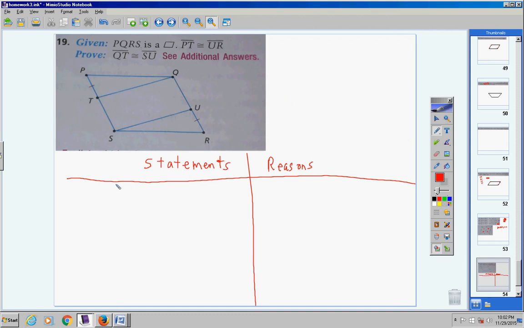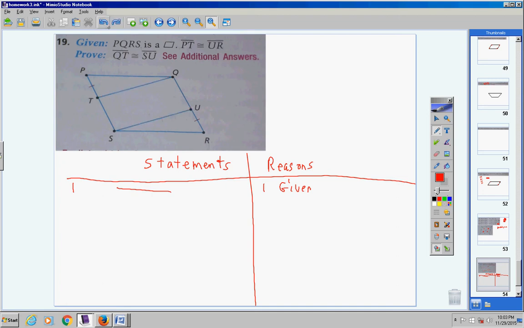I'm going to go ahead and put a 1 here, put a line, and put my given. That's my given, okay? Now, I am given that I have a parallelogram. PQRS is a parallelogram. I'm also given that PT, this segment here, is congruent to UR. They want me to prove that QT, this here, is congruent to SU.